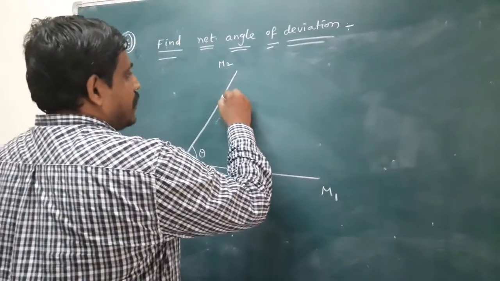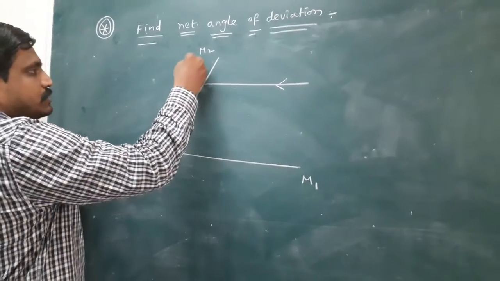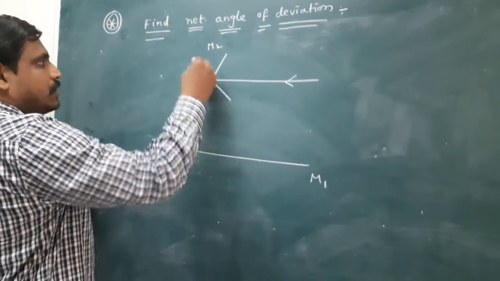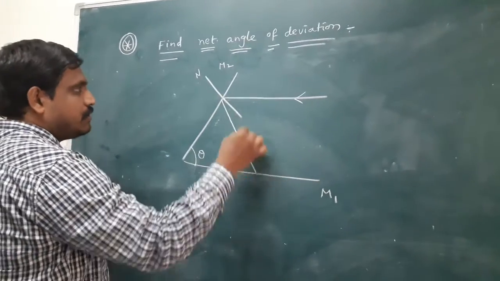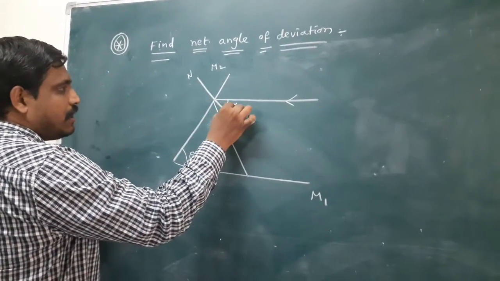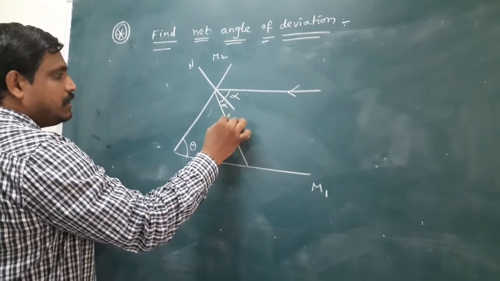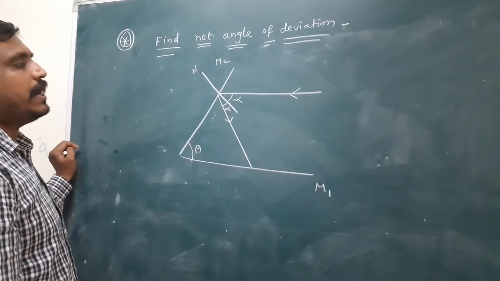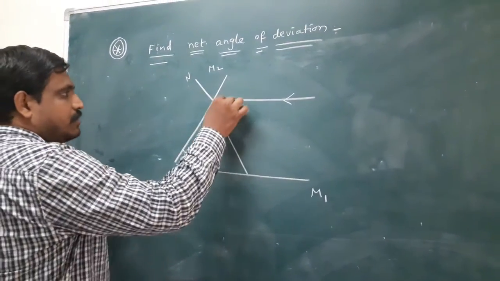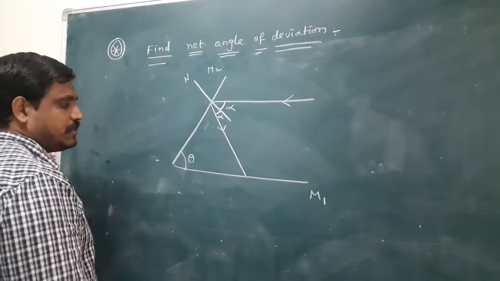This is the light ray. This is the normal of this mirror. Normal of this mirror. Here the ray will be reflected. For example, this angle is alpha. This angle is also alpha, because in mirrors the angle of incidence is equal to the angle of reflection. This is the angle of incidence. This is the angle of reflection.